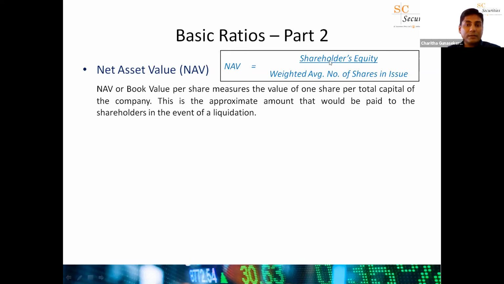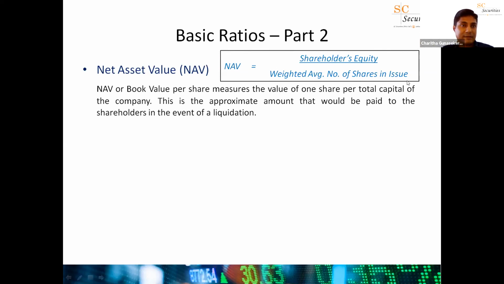So what they do is divide the total equity figure, or the total net assets figure, by the weighted average number of shares. Forget about the weighted average part. We'll just go with the term number of shares. You divide the total equity figure of that company by the number of shares in issue.